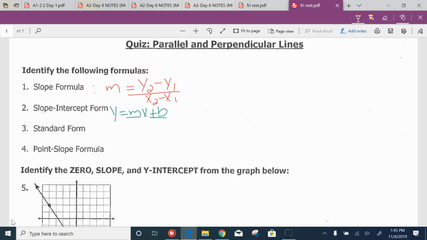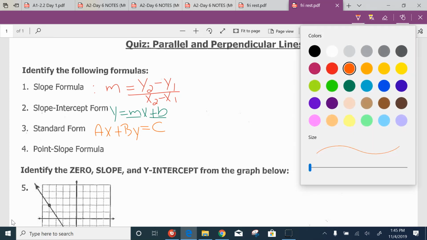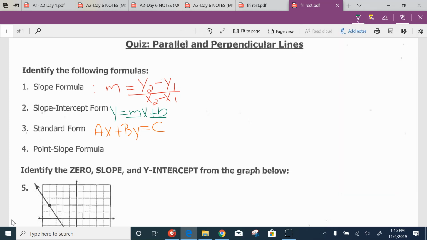Next is standard form. Standard form is when you have your x's and your y's on the same side of the equal sign with a single constant at the end. And then next we have point slope form. Point slope is the formula you use when you have a single point. You write y minus y1 equal to the slope times x minus your x value in that given point and slope. So those are the first four for you right there.